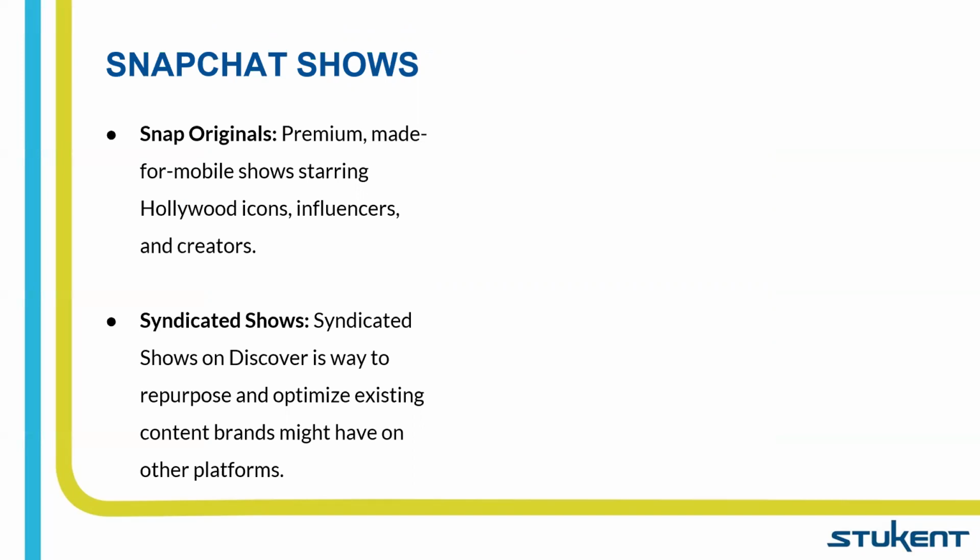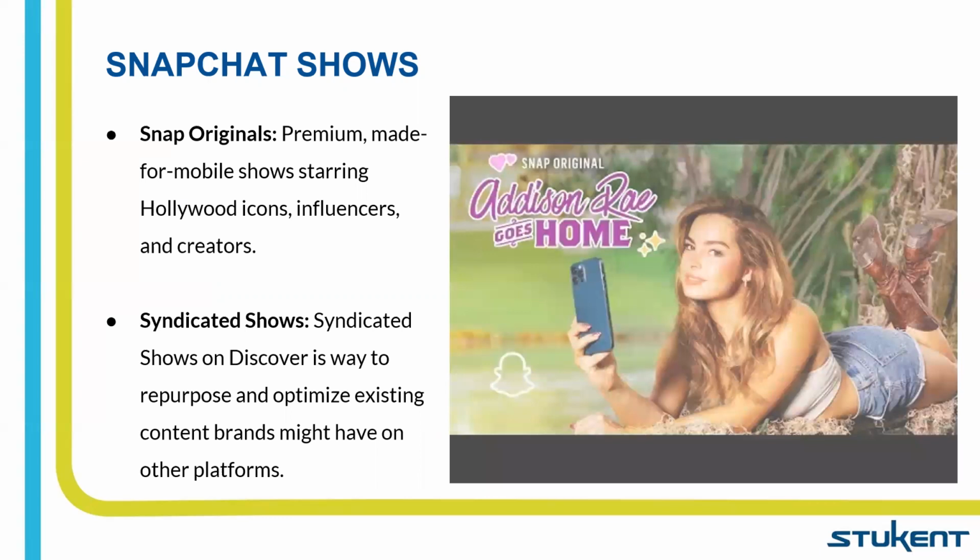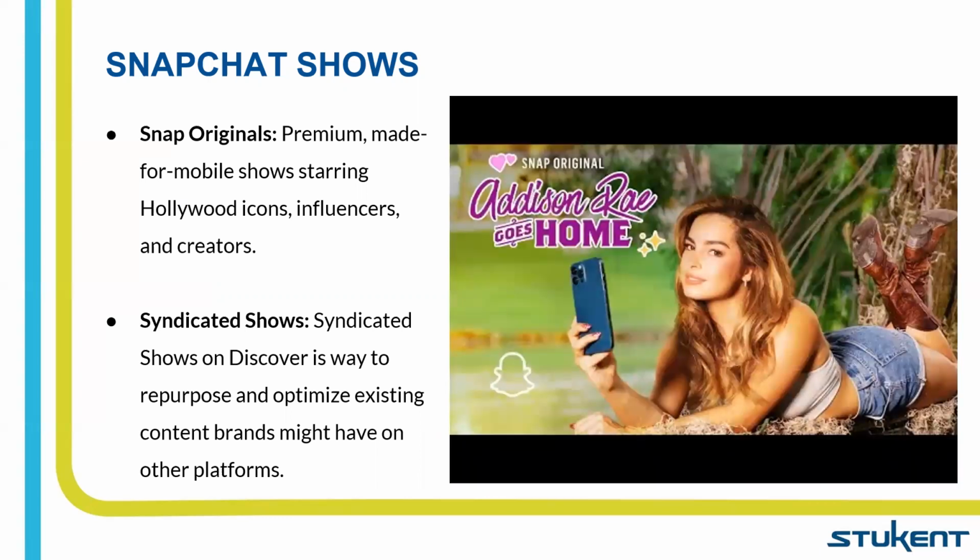But on the flip side, you now have Snapchat shows. This is where influencers can really persevere and really come through because now you even have syndicated shows. It's just like TV where you can hop on the Discover page, which is kind of like the For You page on Twitter and the Explore page on Instagram. And you can see all sorts of content that brands are putting out there. This is Snap. This is original for one of our influencers here.